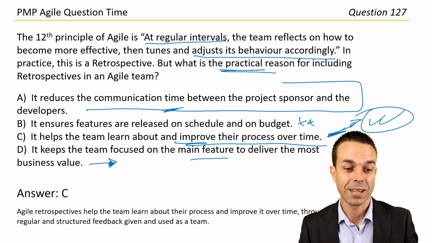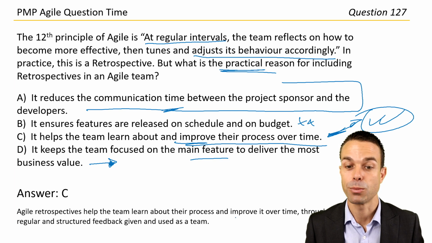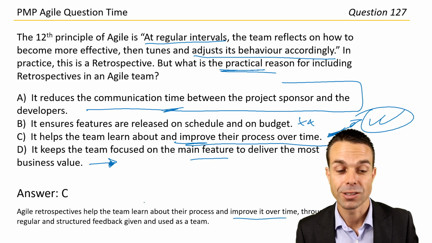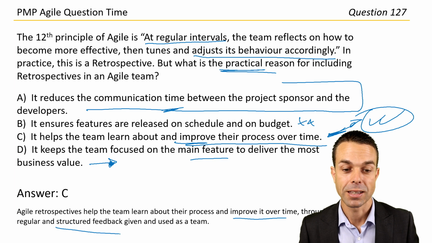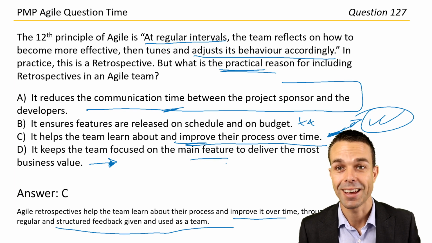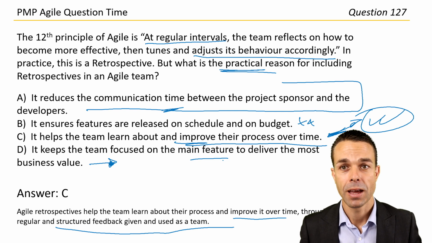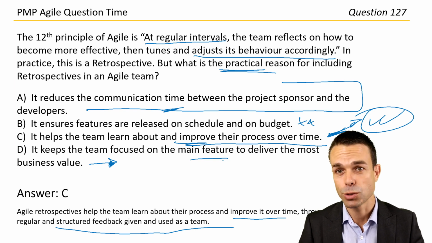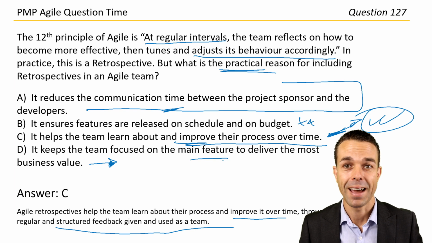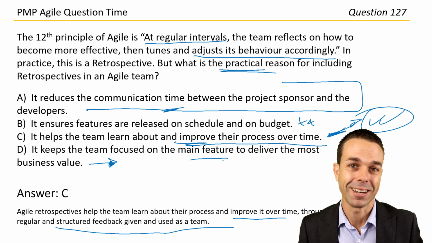Agile retrospectives help the team learn about their process and improve it over time through regular and structured feedback given and used together as a team. And now we're growing as a team and improving as a team, and before you know it, we're delivering amazing things in record time because we're improving in small increments over time. And that's the power of Agile and working in an Agile team.